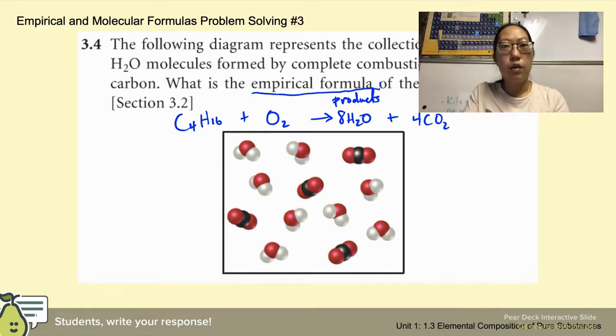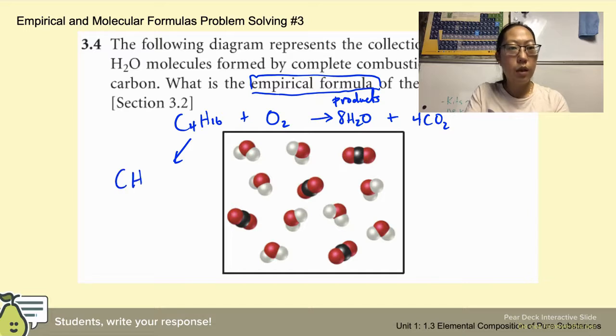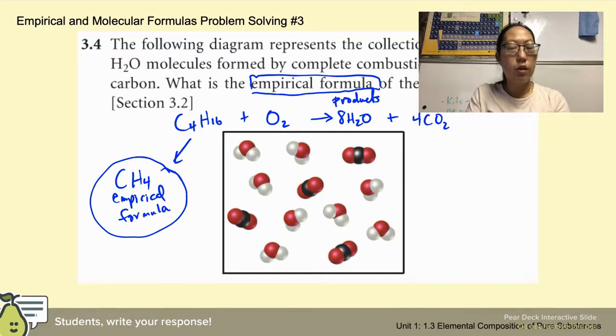So, however, be careful. They're asking for the empirical formula. So the empirical formula of this, if we divide both of the 4 and the 16 by 4, we get CH4. Okay? So CH4 is probably the actual compound. But this is the question they're asking. And this is the answer for the empirical formula. Okay.